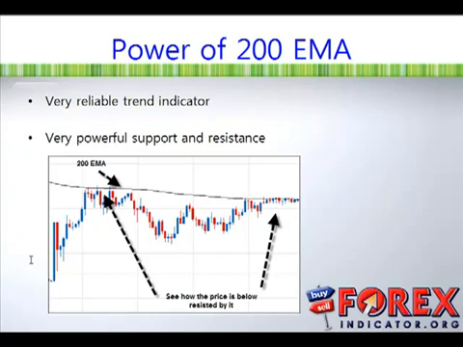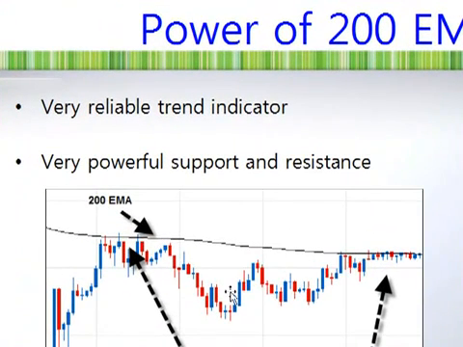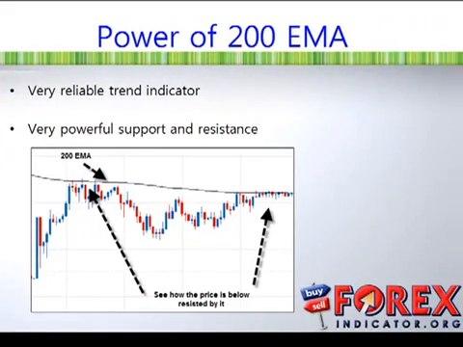You see that most of the time when the price hits the 200 EMA, it gets repelled by it. If the price manages to cross above, you'll find that most of the time it moves higher, which means that the trend has reversed. Therefore, the 200 EMA is a very reliable indicator. Now let's take a look at how you actually use this 200 EMA as a trend indicator.